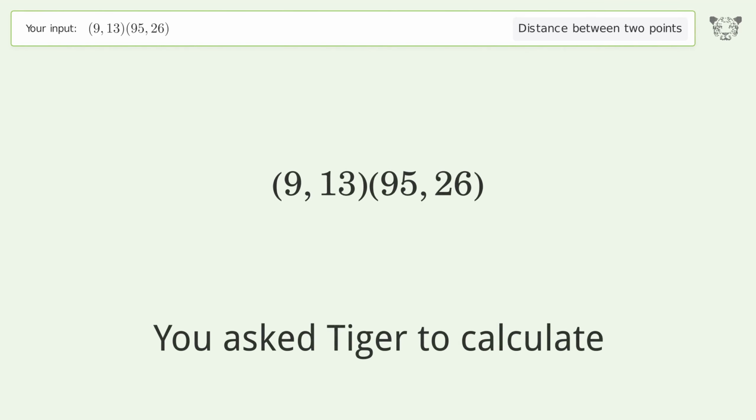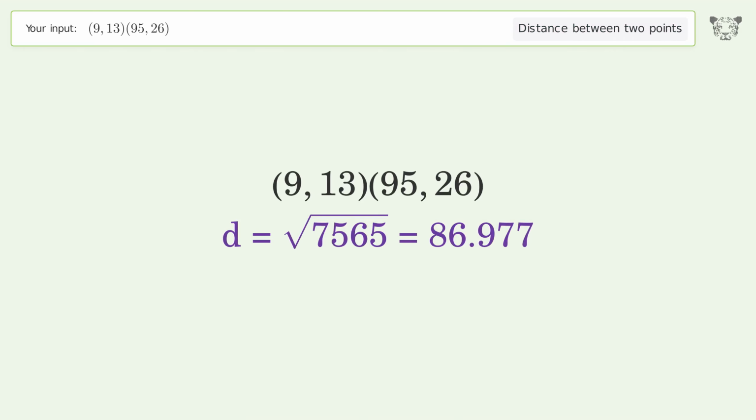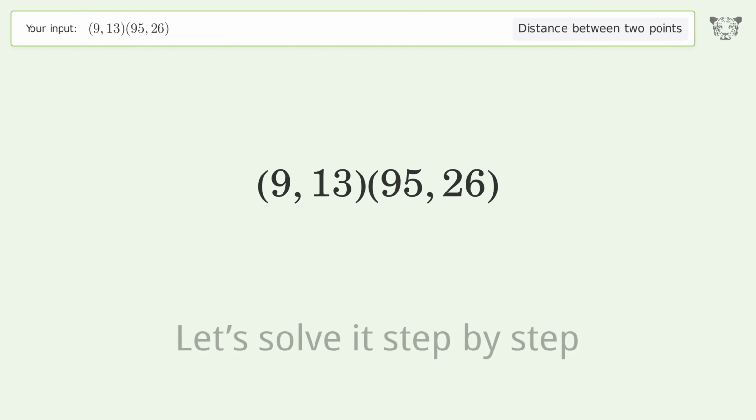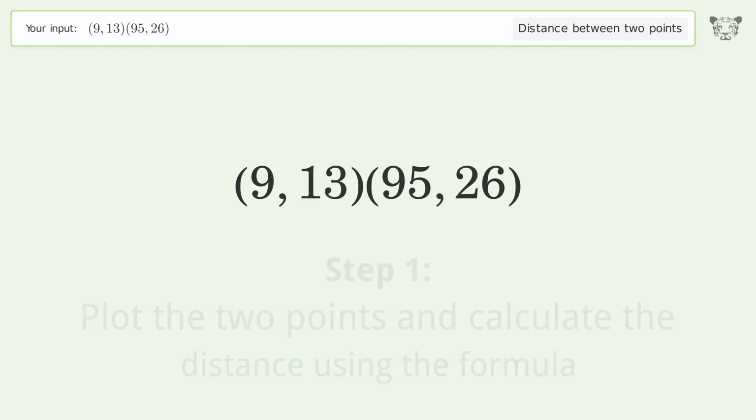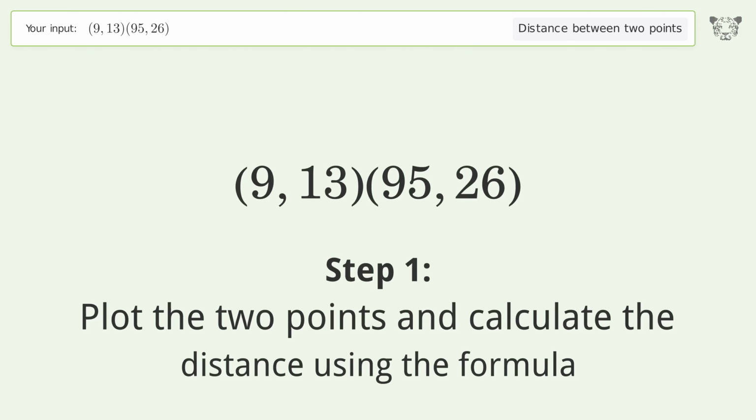You ask Tiger to calculate. This deals with the distance between 2 points. The distance between the 2 points is the square root of 7,565 or 86.977. Let's solve it step by step. Plot the 2 points and calculate the distance using the formula.